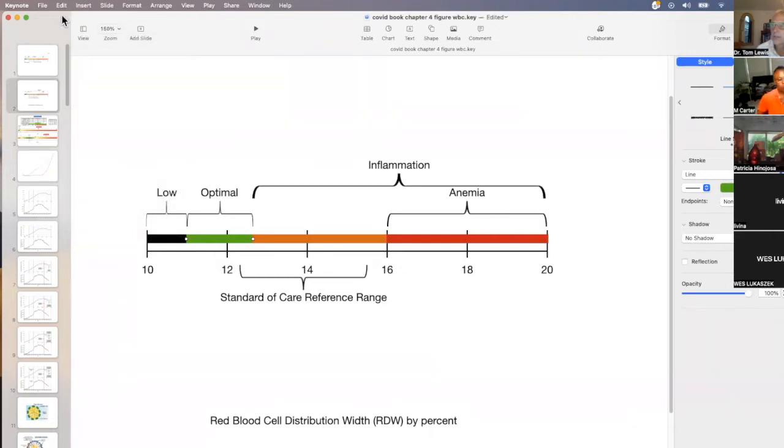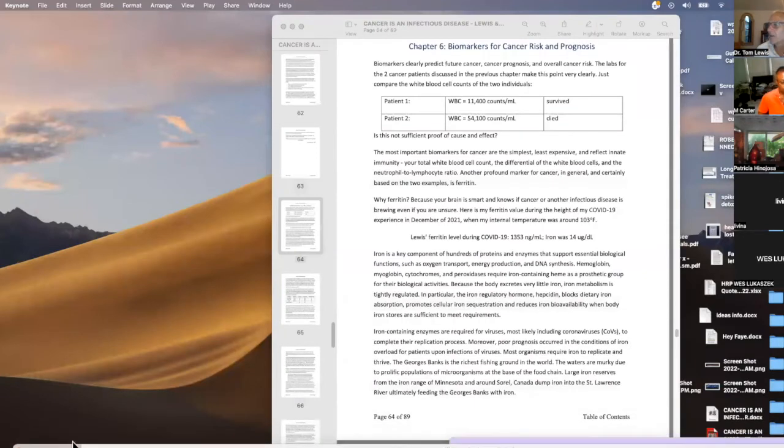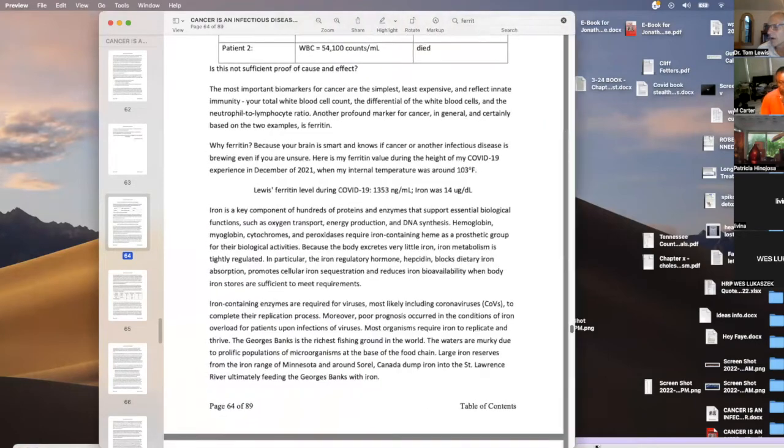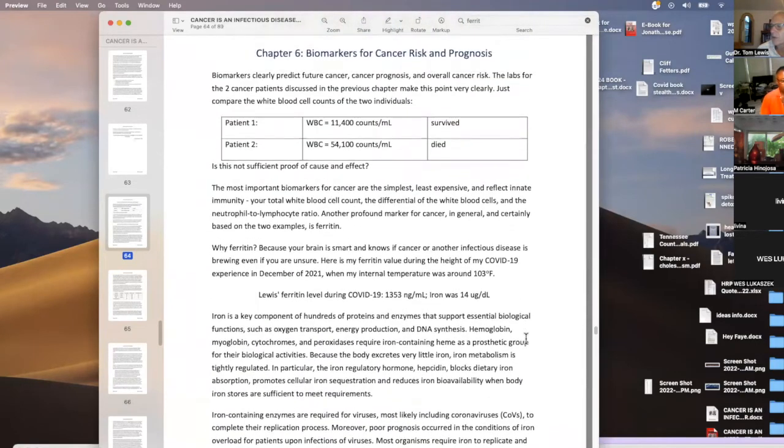I'll come back to this chart in a bit. But Dr. Carter and I wrote this book, Cancer is an Infectious Disease, and I've been in this space for a long time. Going through this book, which I wrote for Jonathan Lansman, with the series on the end of August, I pulled up some of the cancer lab patients that had cancer and looked at some of the counts they had.